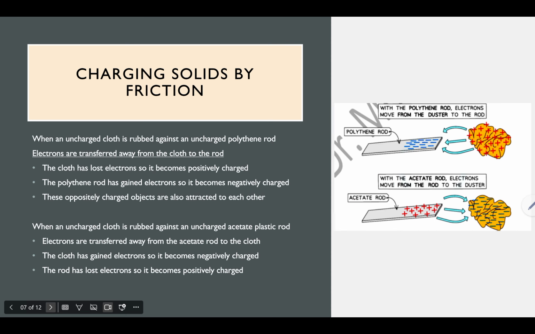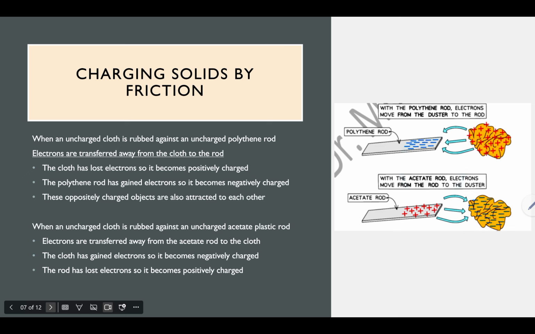How can I charge a solid by friction? When I have an uncharged cloth and I rub it against an uncharged polythene rod, the electrons are transferred away from the cloth to the rod. So this way, the cloth has lost electrons, so it becomes positively charged, because we said if you lose, you become positively charged, and when you gain, you become negatively charged. And the rod itself has gained electrons, so it became negatively charged, and eventually they'll attract each other.